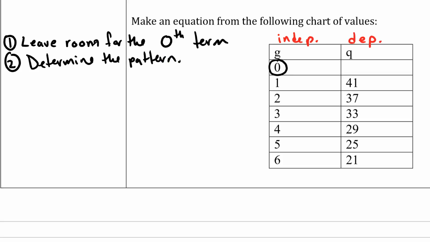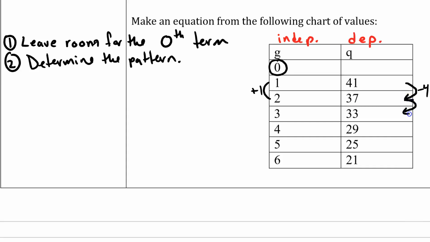So what I mean by determining the pattern, as I move one step down in the dependent, I am, in this case, subtracting 4. So for every plus 1 in the independent, I go down 4. Let's see if that's true in this case.